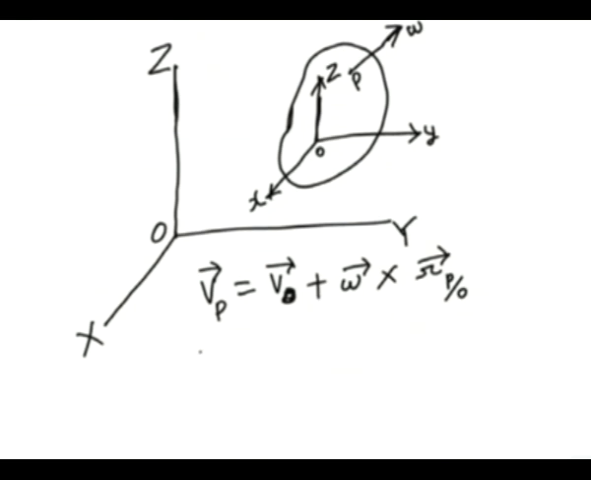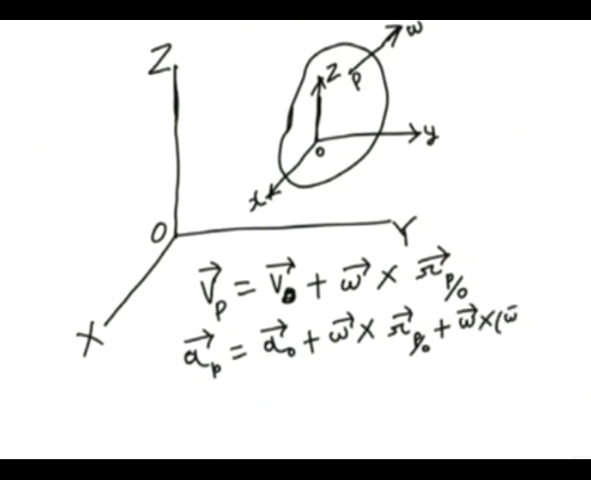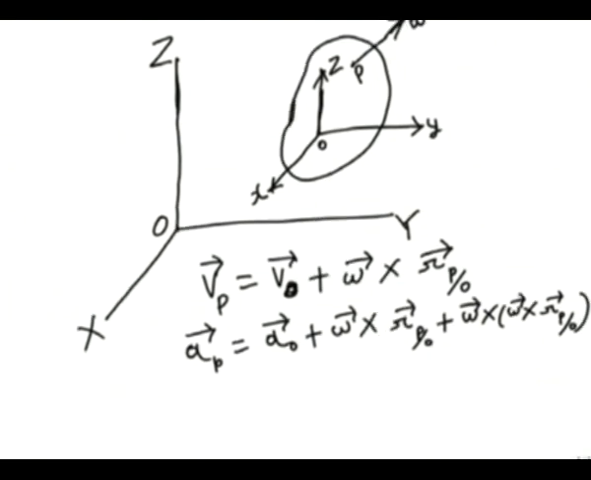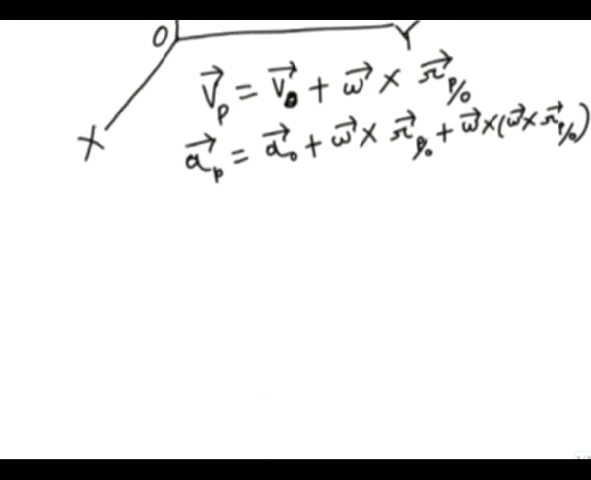and similarly the acceleration of this one, AP, can be written as AO small o plus alpha cross R PO plus omega cross omega cross R PO. Now, these are the expressions which we developed while studying the kinematics also. Now I will take one example.